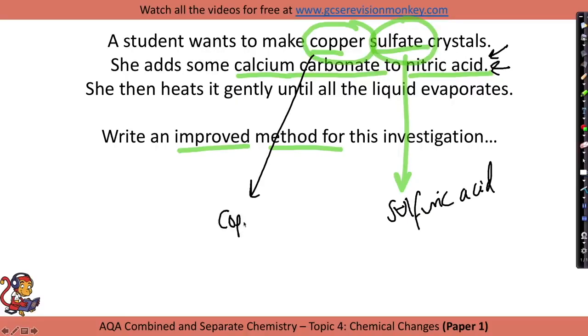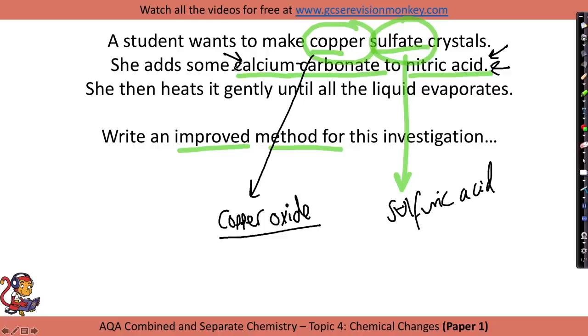For example, you would have probably got the marks if you just said copper itself as a metal reacting with it, or if you'd put copper oxide or copper hydroxide or something like that. Really the best thing that you'd want would be copper oxide. However, they won't penalise you if the thing that you react together does make copper sulfate. So you might have even put copper carbonate or copper hydroxide or copper something like that. So that's what you need to look out for.